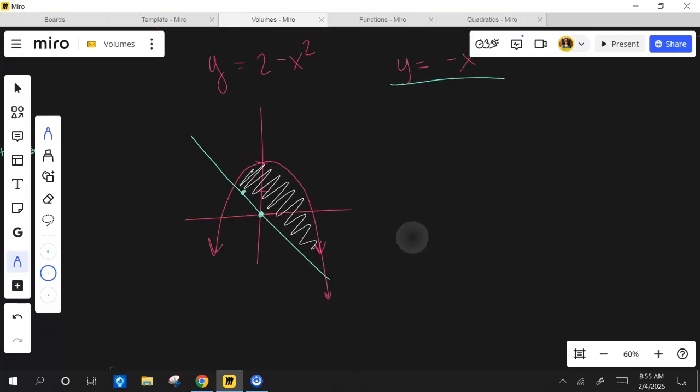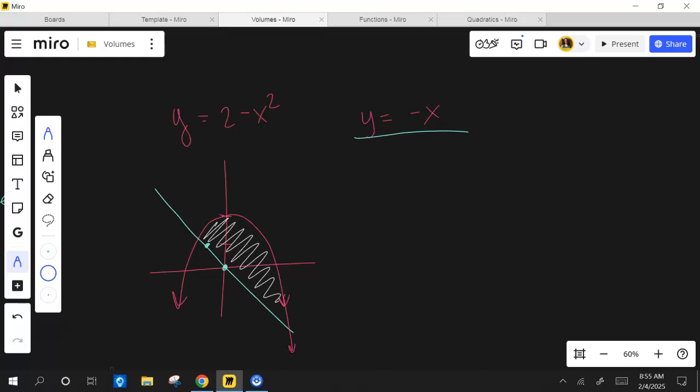I know it's top minus bottom, so I know it's going to be the integral of top minus bottom. What's the top curve? 2 minus x squared, minus the bottom, negative x. But I need these bounds.